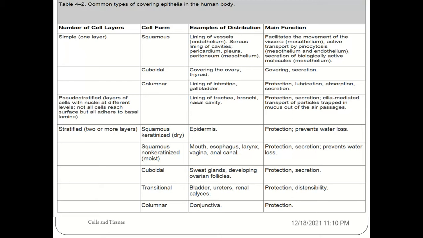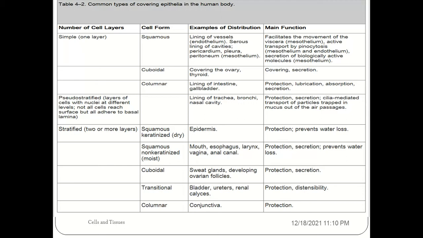And cuboidal, covering the ovary and thyroid. Function covering secretion. Columnar, used as protection, lubrication, absorption and secretion. And squamous, keratinized, used as protection, prevents water loss. Non-keratinized squamous, used as protection, secretion, prevents water loss. Cuboidal, protection and secretion. Transitional, used as protection and distensibility. Columnar, used as protection. These are their functions.